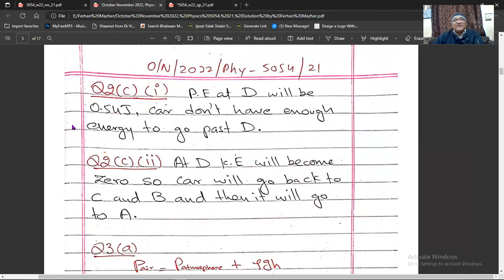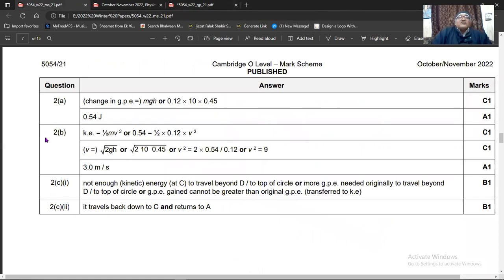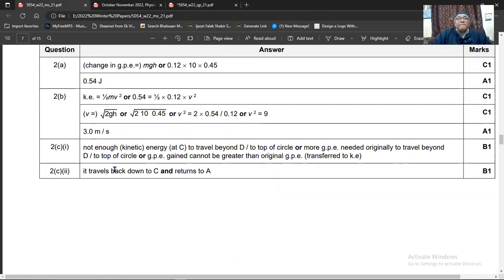So my answer is the potential energy at the D will be 0.54 joules. The car doesn't have enough energy to go past D. Its energy will become 0. Okay. So this is question number 2C, one part.